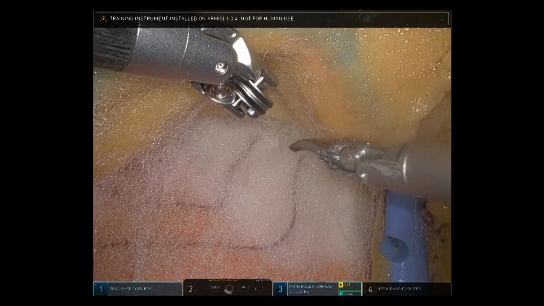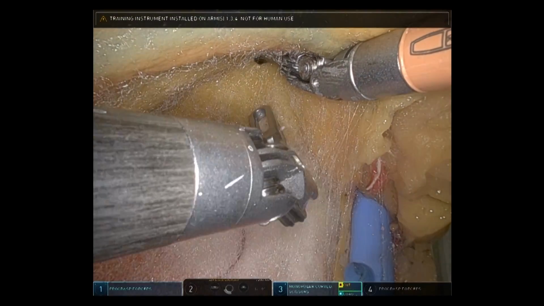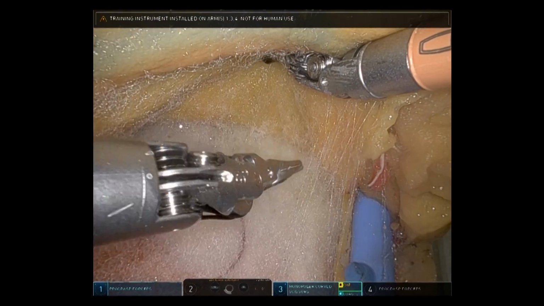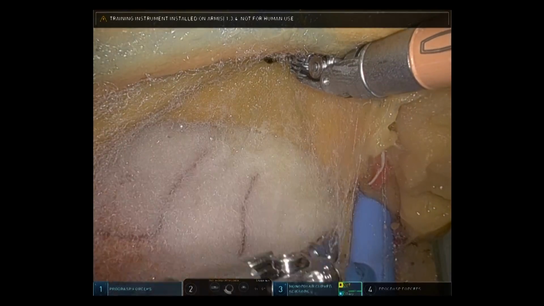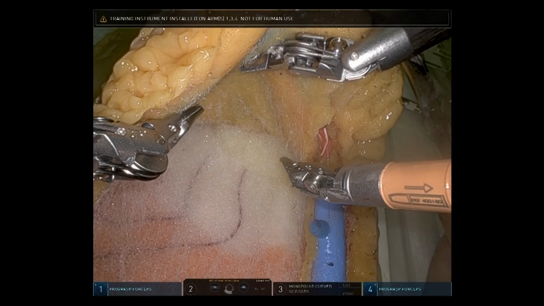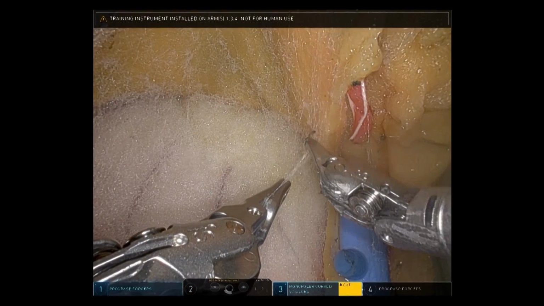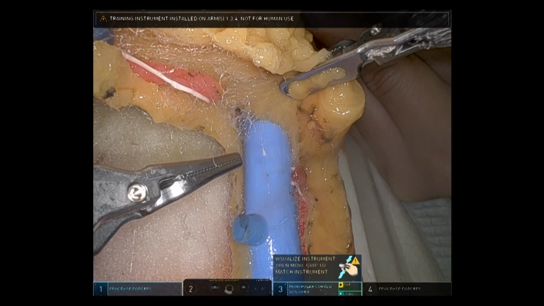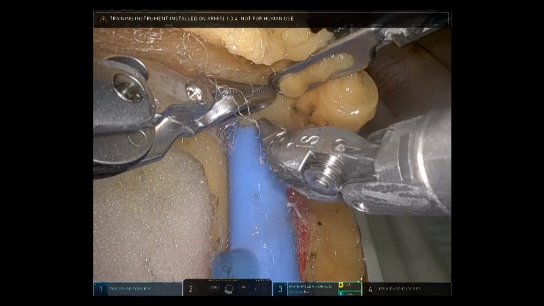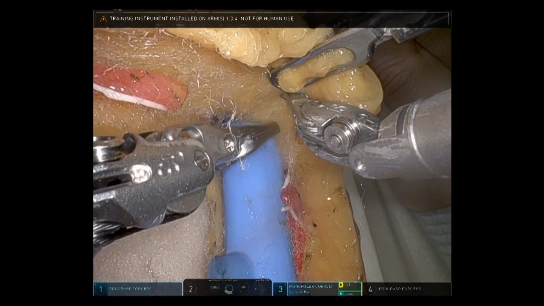The pancreas can be identified medially, beneath the inner side of the duodenum. A push-up maneuver using the fourth arm can also be effectively applied at this stage. Once adequate mobilization has been achieved, dissection continues around the central vascular structures.